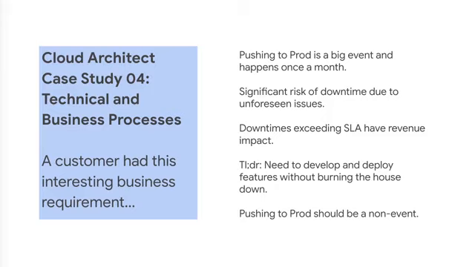The customer experience is that pushing to production is scary because you never know when things might break. This customer could only push to production once a month. There was significant risk of downtime, and when there was downtime, the application breaks, and that impacts revenue. So the summary is, we need to be able to develop and deploy features needed to present to production without it being an event. A customer had this interesting business requirement.